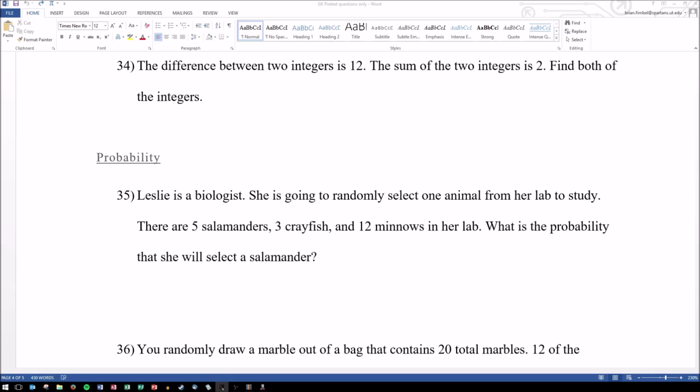Leslie is a biologist. She is going to randomly select one animal from her lab to study. There are 5 salamanders, 3 crayfish, and 12 minnows in her lab. What is the probability that she will select a salamander? Doesn't say it, but we're going to make sure any of our answers are simplified to their fullest extent. So let's switch over to the drawing area.